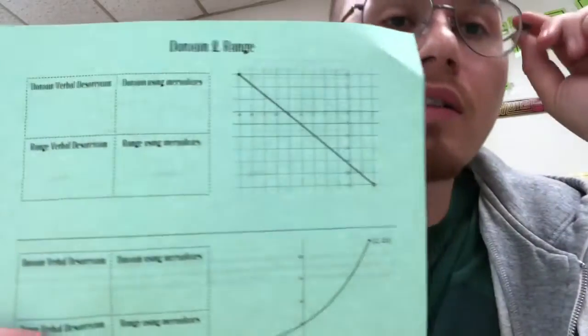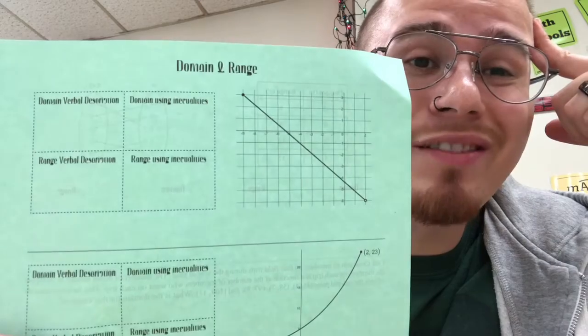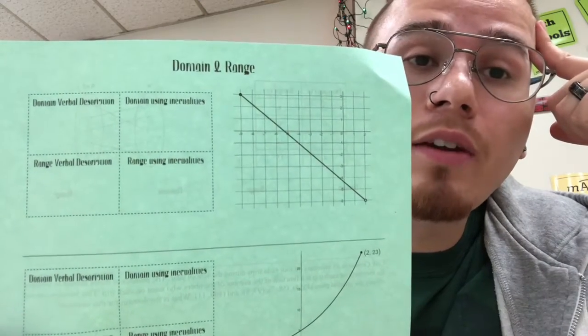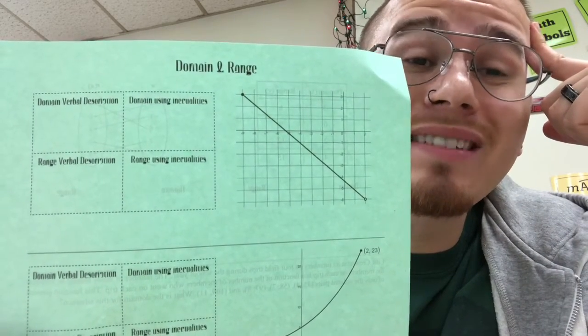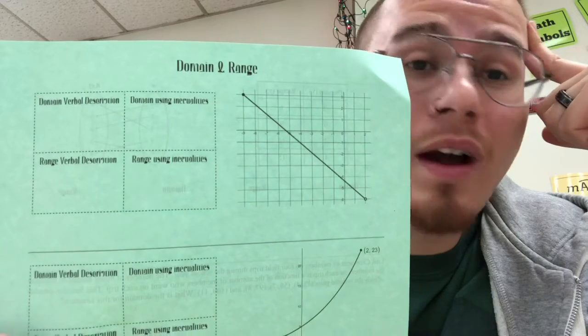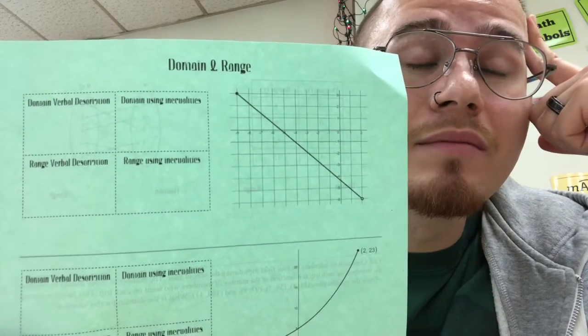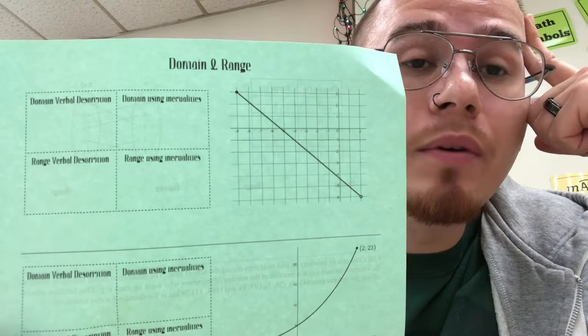All right, something a little new we're going to talk about is domain and range. You should know by now that domain is related to the x values. It's related to the input, and range is all your y values. Y is your range, your output.